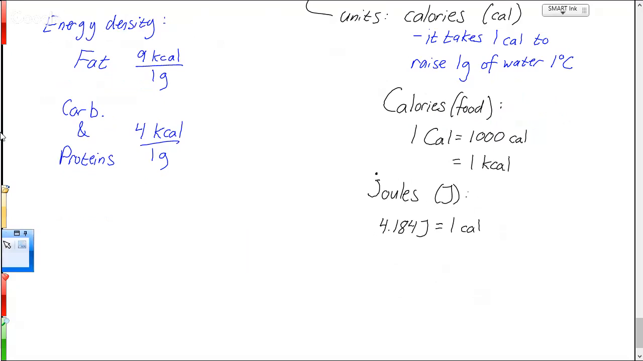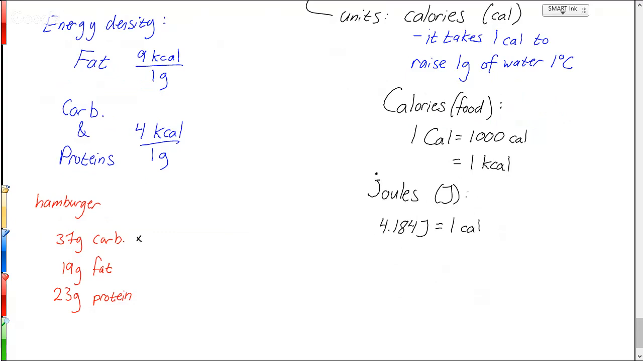So if we look at a nutrition label, here, this example is a hamburger. It says it has 37 grams of carbohydrates, 19 grams of fat, and 23 grams of protein. We can multiply each of those by the factors written above to figure out the total calories in the food.